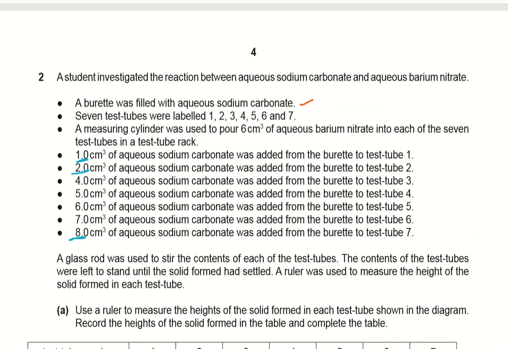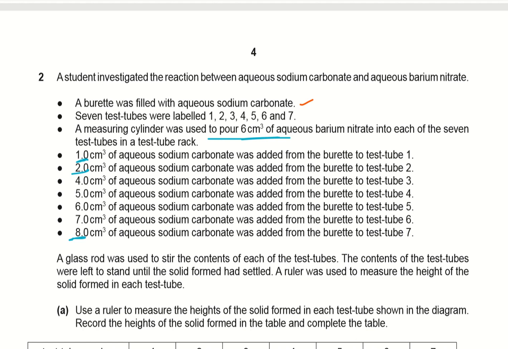Okay, now the next thing that was done was that a measuring cylinder was used to pour 6 cm cube of barium nitrate into each of the 7 test tubes. So the 7 test tubes contain 6 cm cube each. That tells us that this is a constant. You should be able to identify your variables. It's important in an experiment: dependent variable, independent variable, and constant. So 6 cm cube here was constant all through.